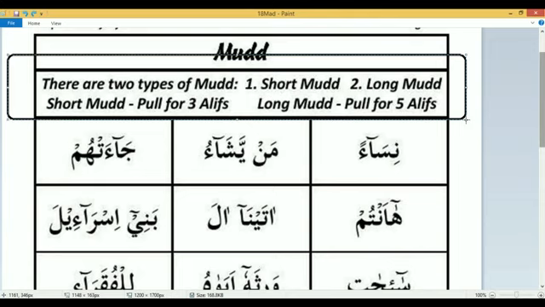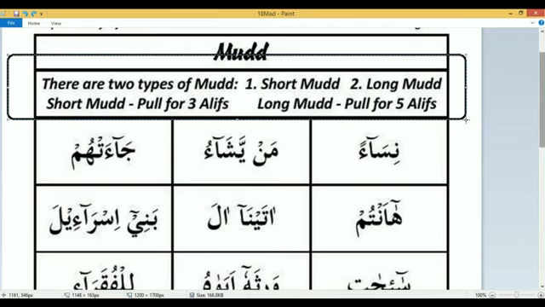Where you have the long mad, you stretch it for the length of 5 standing harakas, or like 5 standing fathas or 5 standing kasras. And if it is a short mad, you pull it for the length of 3 standing harakas.